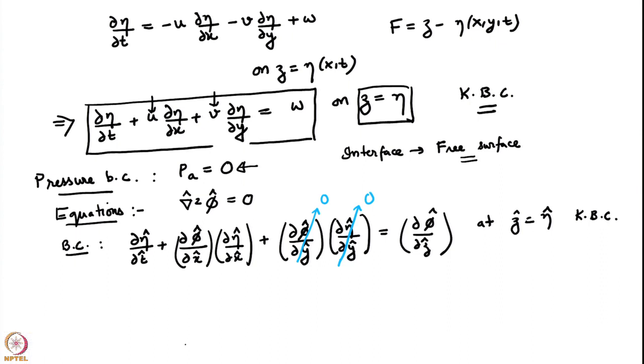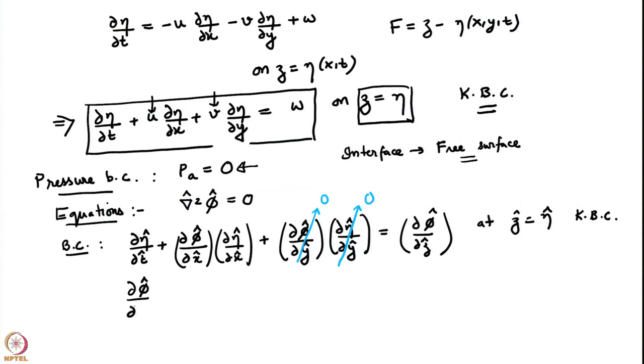Then, as I said before, I am going to apply the pressure boundary condition on the Bernoulli equation to get an equation which is true at the interface. If I do that, then this is the unsteady Bernoulli equation with the pressure term set to 0.